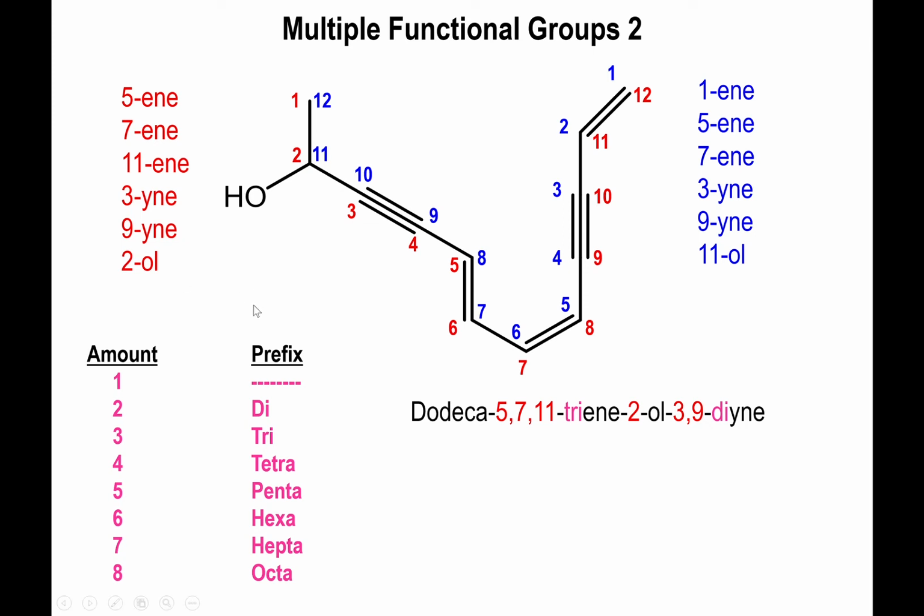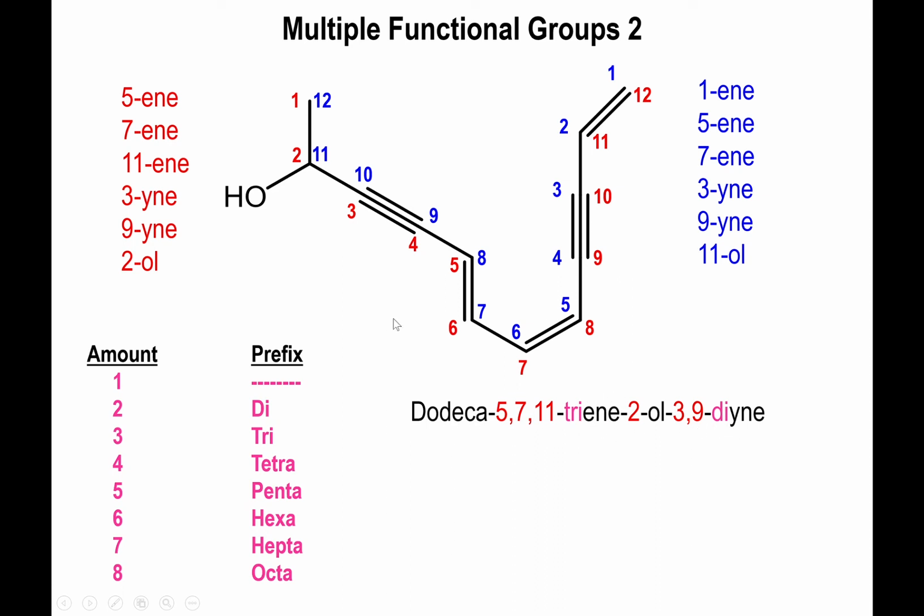And the way we do this is, once again, alphabetically. En first, ol second, and yne last. So you do not take into account the prefixes for the values, like how many of them you have. It's just the en, the ol, the yne that you count alphabetically. They all appear, of course, at the end of the prefix. So dodeca appears first, and then you have all of this.